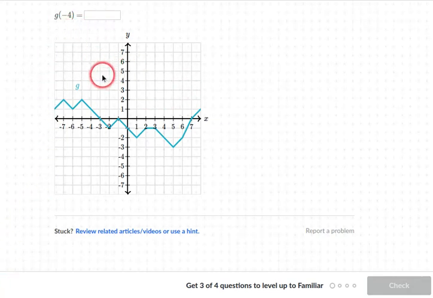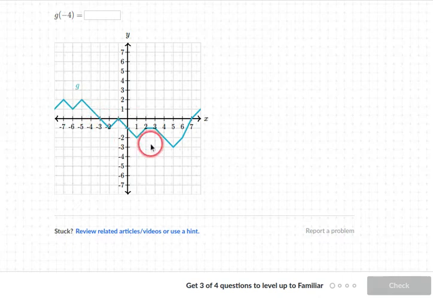Okay, so here we have a graph, and we have some kind of zigzagged line that actually crosses. That's referred to as G. It's going in a wavy kind of pattern, going down and up. So this is a graph, and we're given some input.